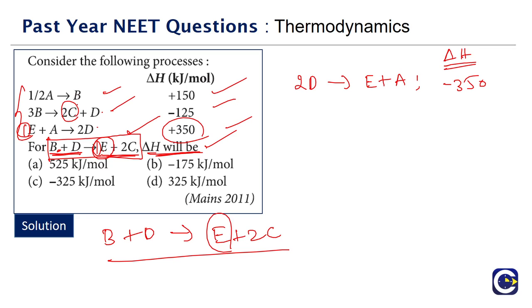C is coming only in the second equation. Okay, in our overall equation, where does C come? C is coming on the product side, 2 moles only. That means we don't need to change the second equation, which means what, let it stay as it is. So 3 moles of B giving rise to 2 moles of C plus D. So the enthalpy also comes as it is, minus 125.